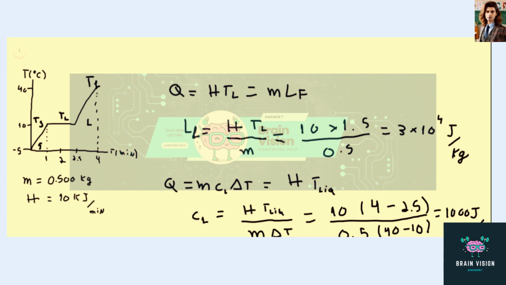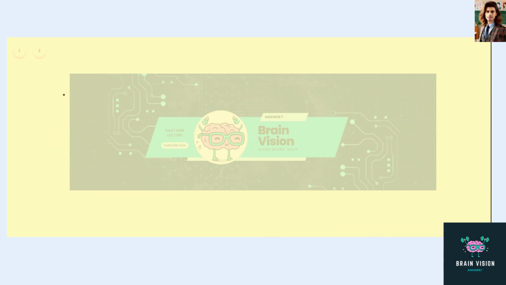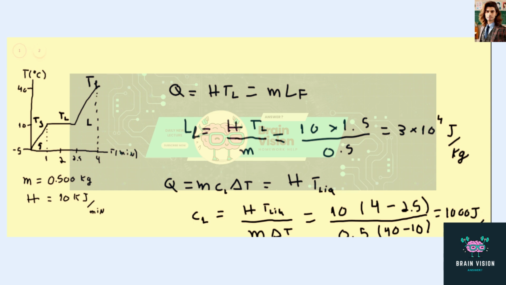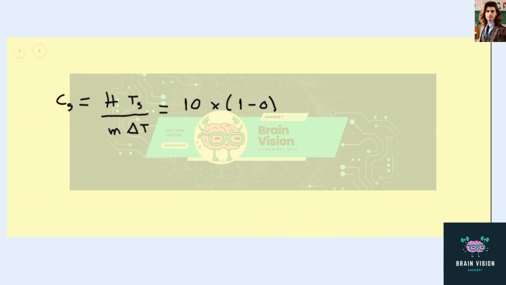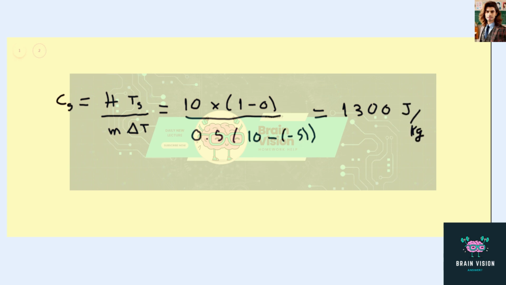For the second part, for the solid, it is the same thing, but it's in this part here. So let's open a new one and do this. The C of the solid will be H times the time of the solid, divided by M delta T, where delta T is the difference in temperature. So this is 10 times the time it takes in this phase. Let's look again, it is 1 minute. So 1 minus 0, divided by the mass, which is 0.5, and the difference in temperature goes from -5 to 10. Plugging in the values, this is 1300 joules per kilogram Kelvin.